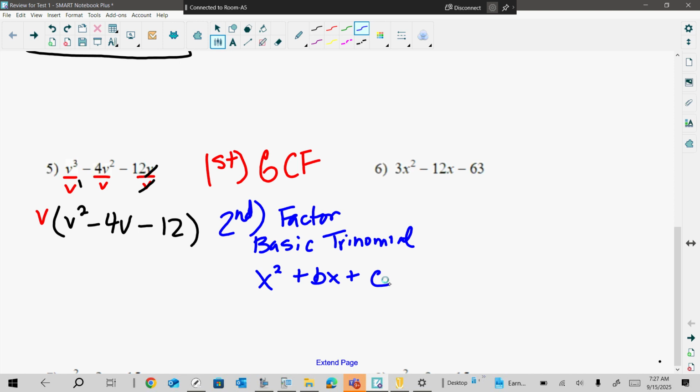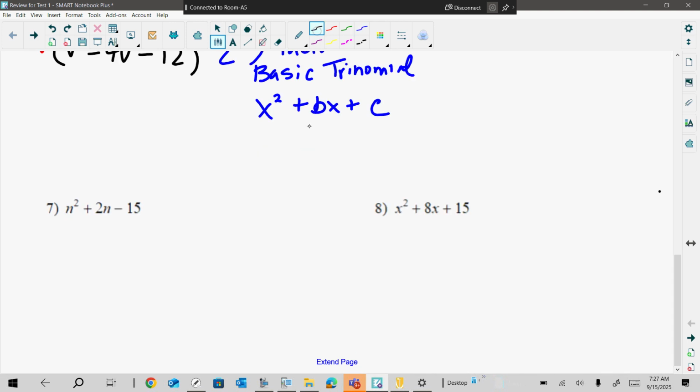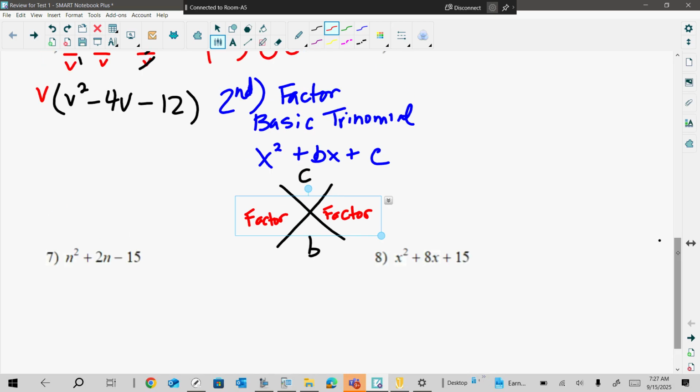So here's when we're going to make our x factor, our x puzzle. The c goes on the top and the b goes on the bottom, and we're looking for our factors of c that sum up to b. So in this problem here, I have a negative 12 and a negative 4. Because we have a negative c, then it has to be a negative and a positive. That's the only way we can get a negative product.